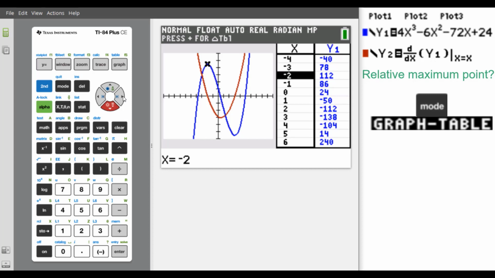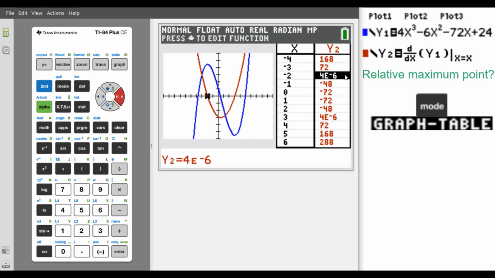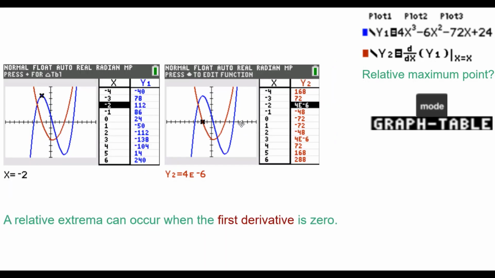But let's slide over to the y2, the derivative, and you can see at the derivative, the value is, for all practical purposes, 0, 4 times 10 to the negative 6th. So that does make it a critical number. Placing those screenshots side by side, we can see that a relative extrema can occur when the first derivative is 0. Here's the relative extrema. Here's where the derivative is 0.